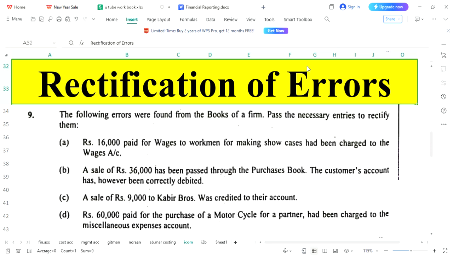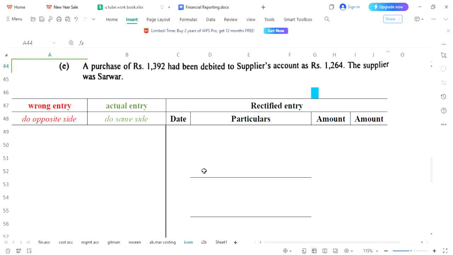Today's target is to solve question number 9. The chapter which we are related with is rectification of errors. We have been given these entries as usual. Performer is in front of us. This is your neat work. Journal entries would be required in your paper, and these two columns are rough work. You may or you may not make it.